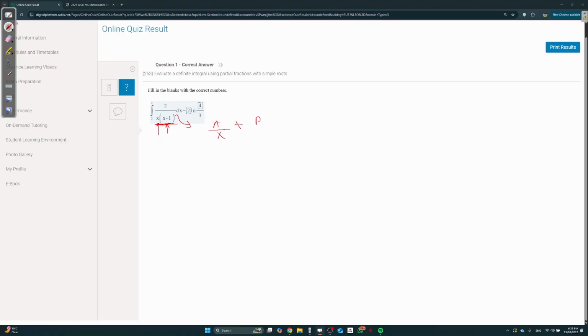So a over x plus b over x minus 1. There is no quadratic factor, so we don't need to write it as ax plus b or bx plus c. This is perfect. Now we form our equation. We know that with this a, it has x. We need an x minus 1. So a into x minus 1 plus b. What does b need? b needs an x. This is all equal to our original numerator, 2.